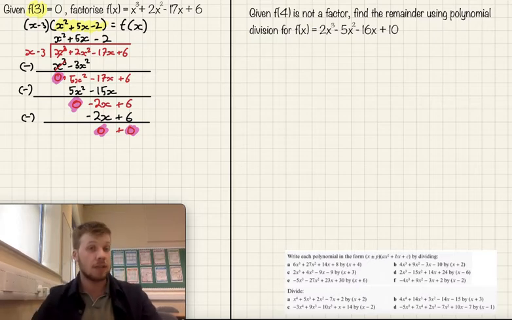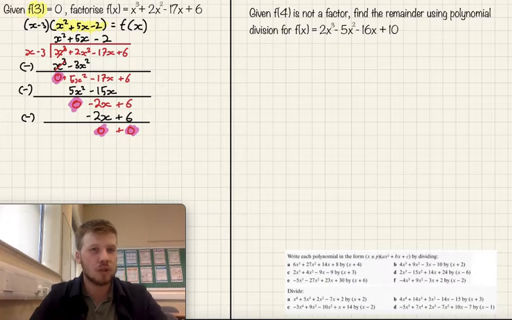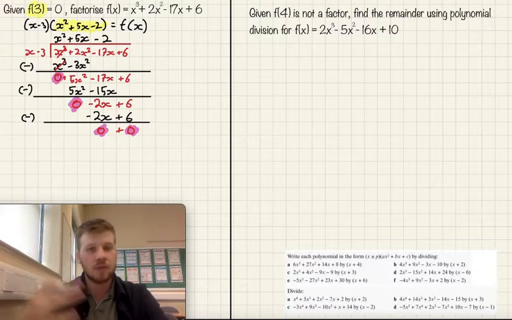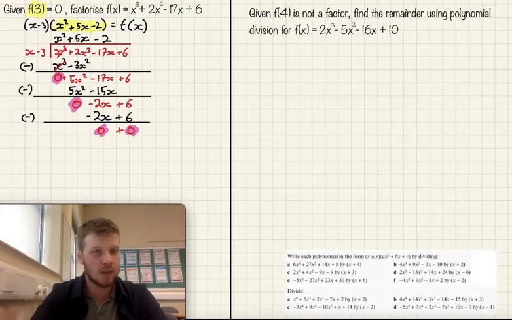If it said fully factorised, I would then look at x squared plus 5x minus 2, and I'd think about how can I reduce this further? Does this factorise into another 2 linear factors? Or if it was a cubic, can I then do a factorisation? But for now, that's not the case, so I'm happy with that.